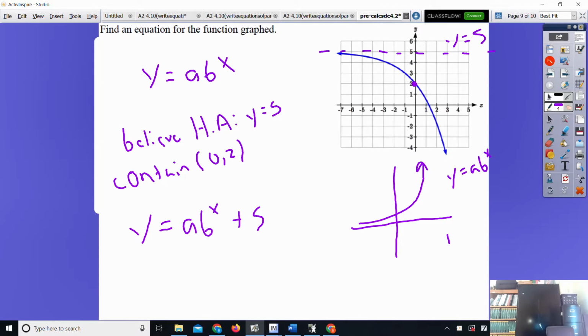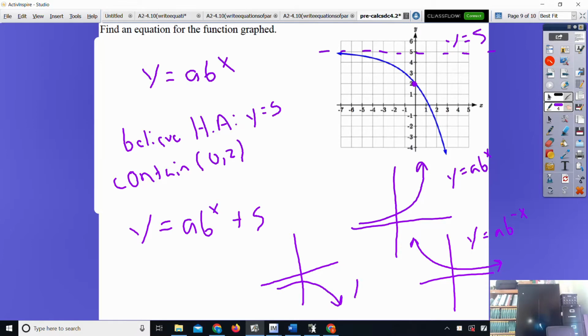If you reflect it like this, that would be y equals ab to the negative x. Negative x or negative b? Negative x. If you take that graph and you reflect it over the x-axis, you can either have negative ab to the negative x or a negative b to the negative x. So this is kind of what I'm thinking it's going to be. Probably something like y equals negative a b to the negative x. One of those is negative, either a or b. Anyways, that's what I expect.